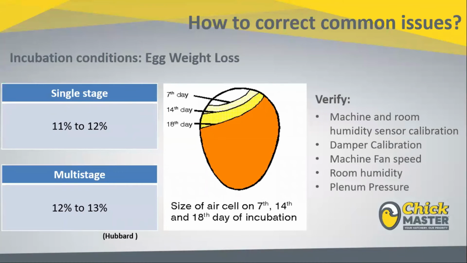If we are facing some issues related to the egg weight loss, we should verify if our humidity sensors in the machine and in the room are well calibrated, if our dampers are well calibrated, and if the machine fan speed is also correct. We should verify the humidity in the room and the pressure in the plenum.